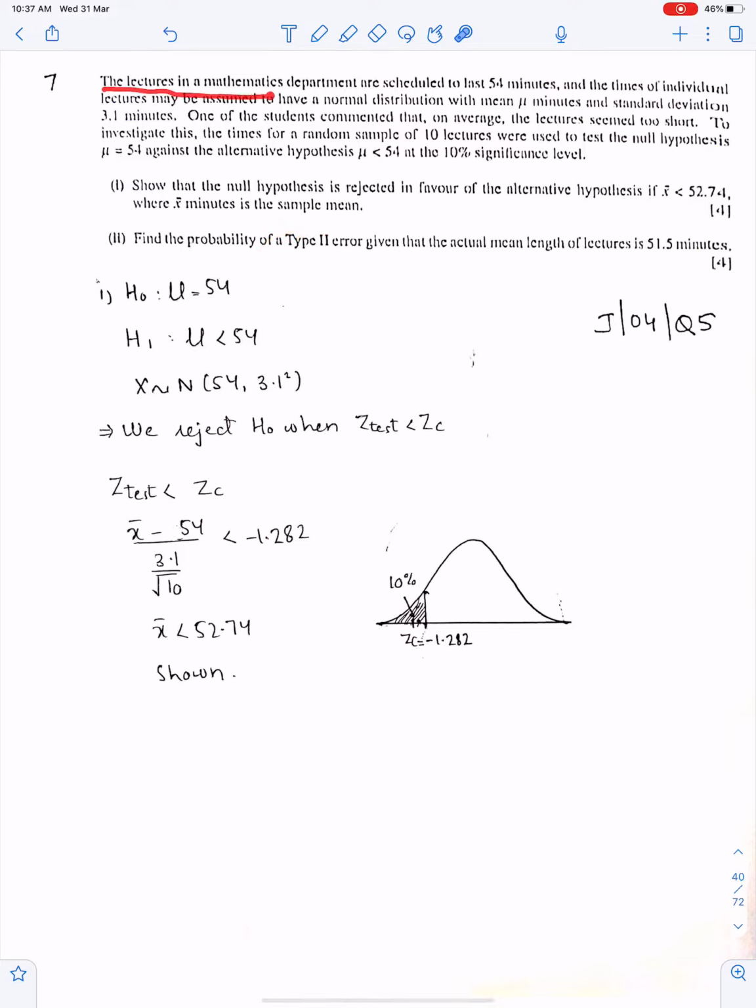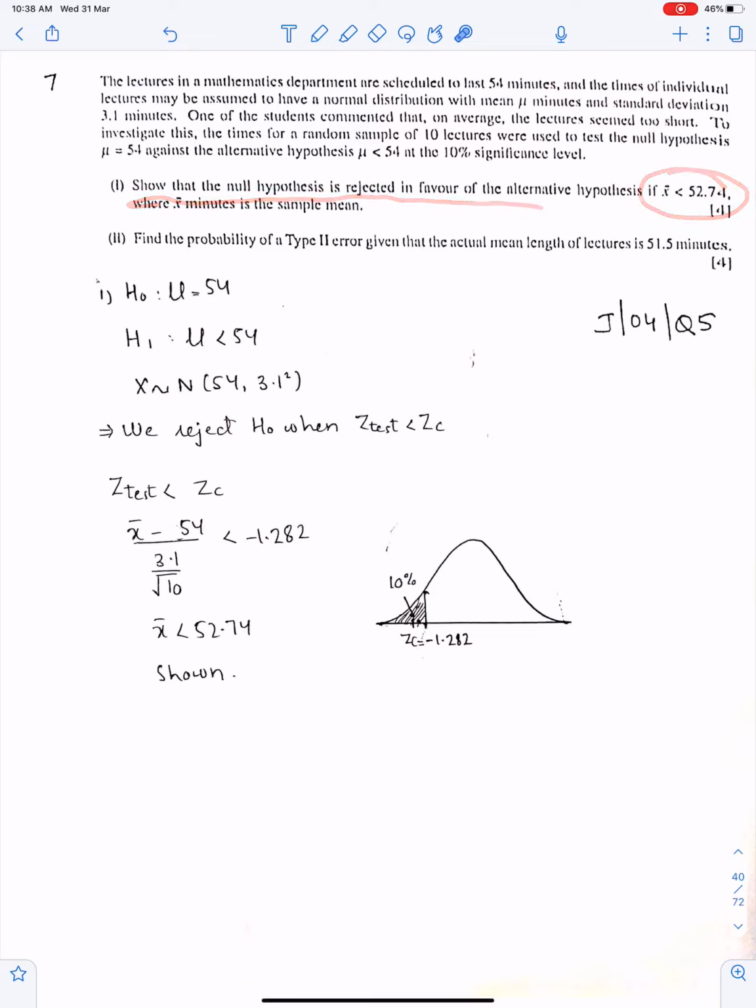The lectures in the mathematics department are scheduled to last 54 minutes. The times of individual lectures may be assumed to have a normal distribution with mean mu and standard deviation 3.1. One of the students commented that on average the lectures seem too short, so H1 has a lesser sign. This is mu, and H1: mu less than 54, meaning short lectures, and H0 means the lecture time is the same. Show that the null hypothesis is rejected in favor of this.